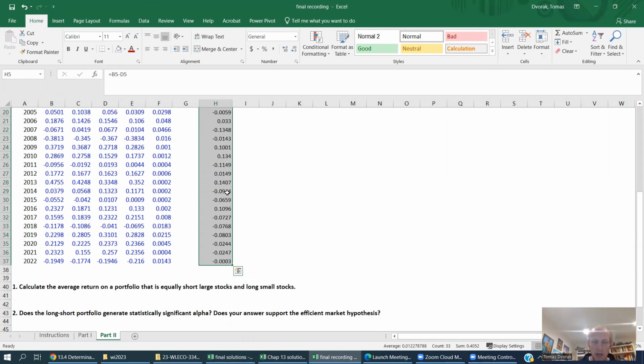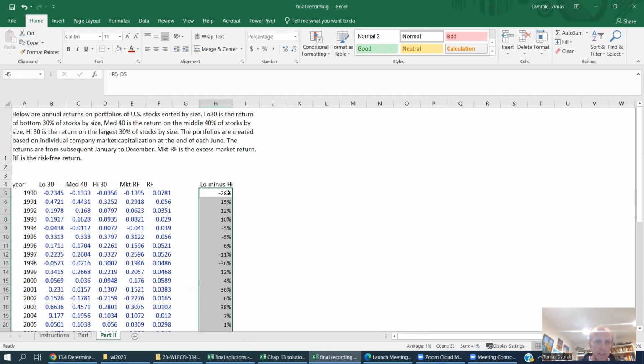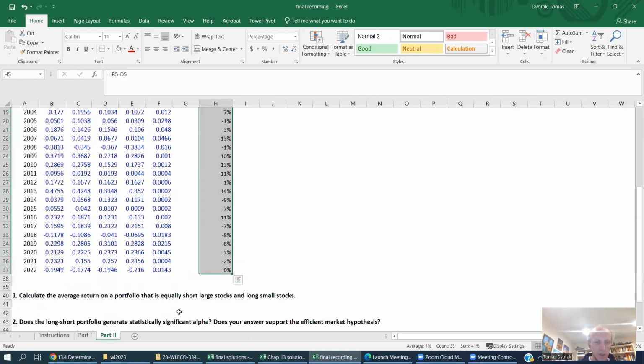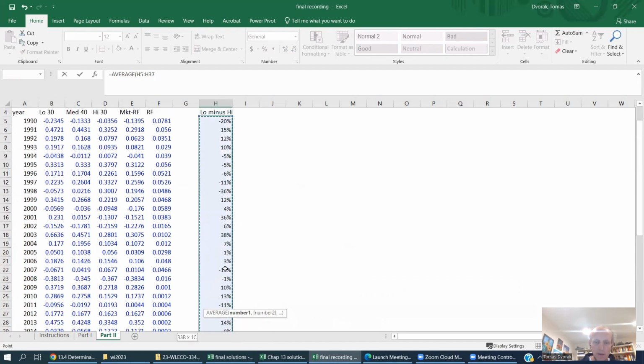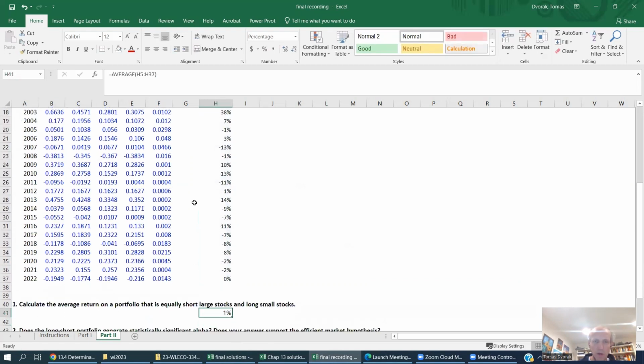Control D. Sure, let's make that a percentage. So let's calculate the average return on this. Go and arrow up. It's 1%. It's positive. That's good news. So we would have made money on that strategy.